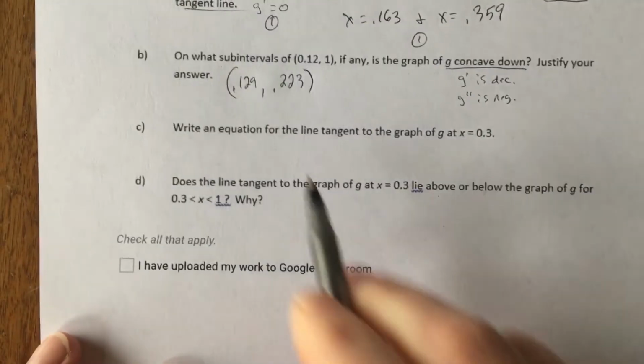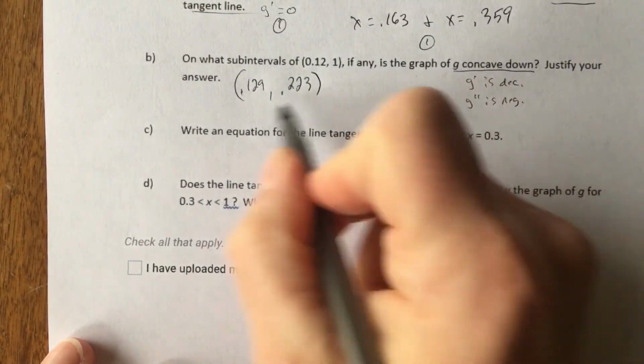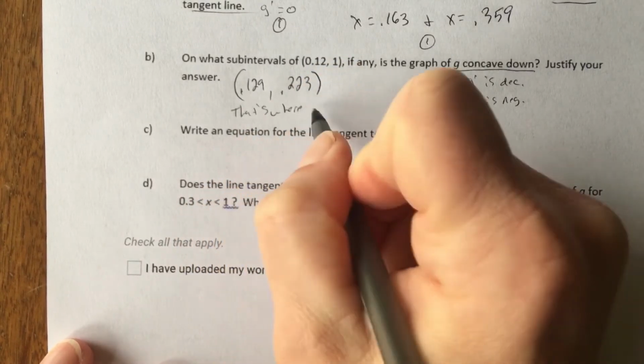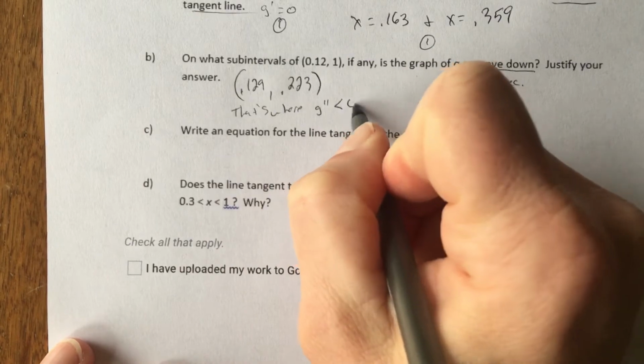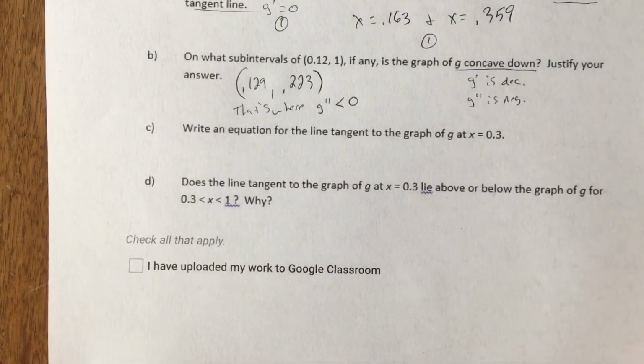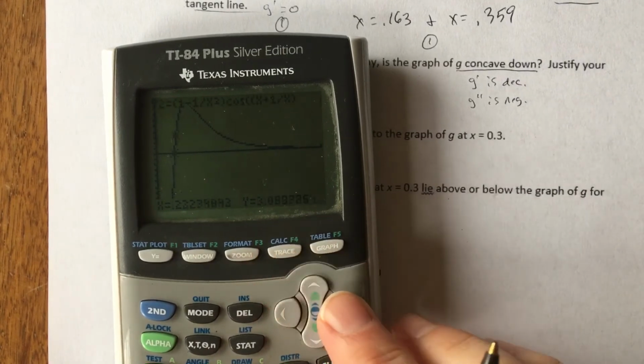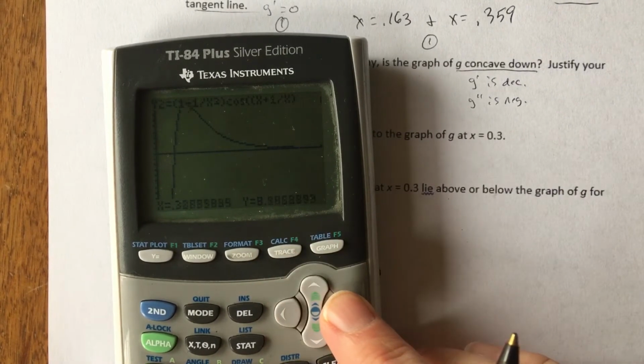All right, so we know that it's here because that's where g double prime is negative. Now, it would be helpful for us just to make sure that nothing else is happening on the other side. So if I hit trace and I let this go, I just want to make sure that it doesn't go into the negatives over on that other side.